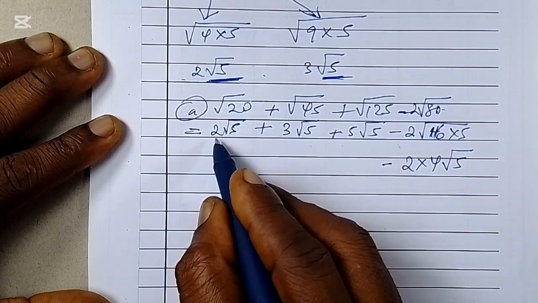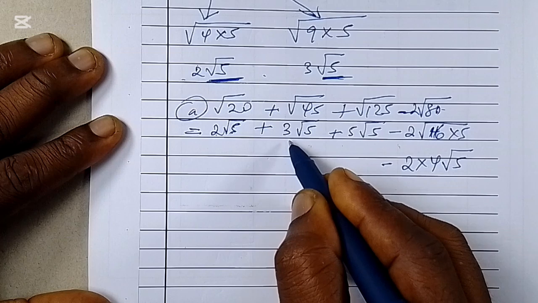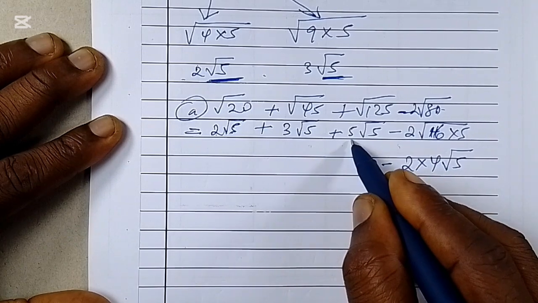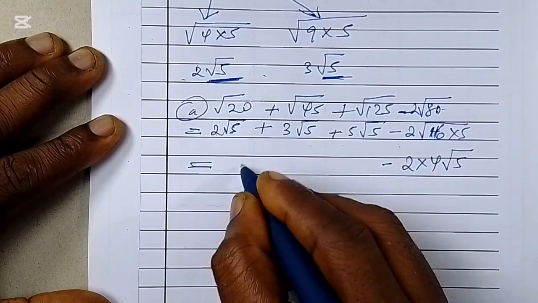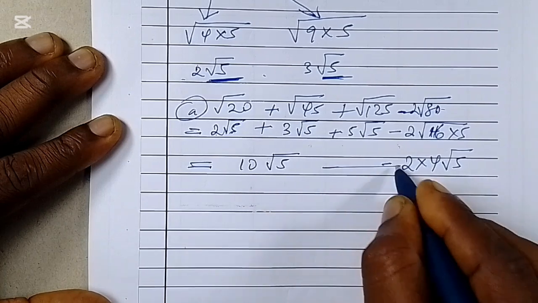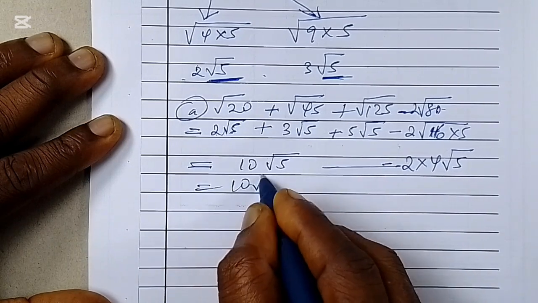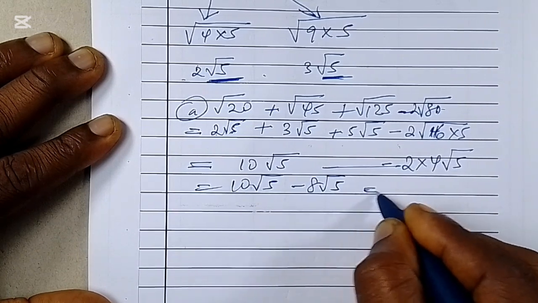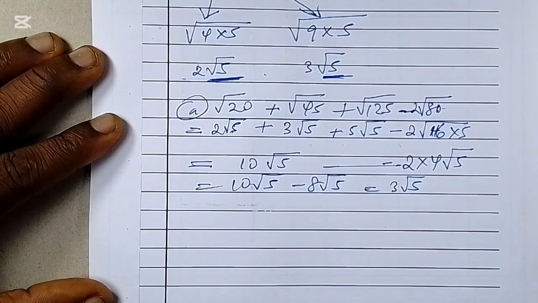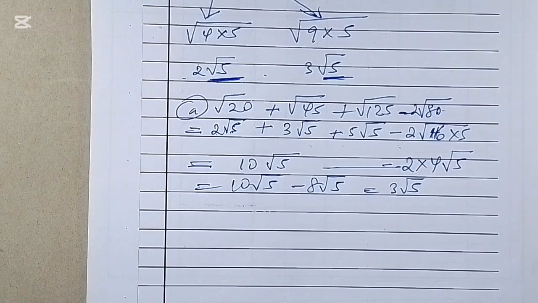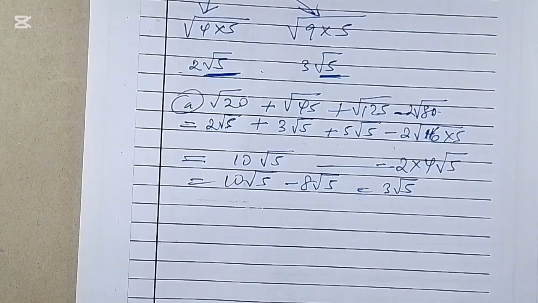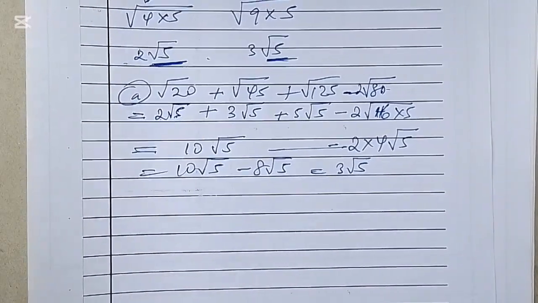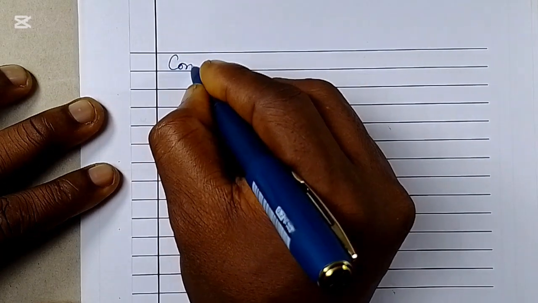Okay, so this will give you 2 root 5 plus 3 root 5, which is 5 root 5, and 5 root 5 plus 5 root 5 will give you 10 root 5. So the problem simplifies to 10 root 5 minus 2 times 4 root 5, which is minus 8 root 5, and that simplifies to 2 root 5 as your final answer. So what I'm saying in essence is that you can use the concept of similar surds to solve or simplify problems in surds. That being said, let us go to another concept I want you to understand under surds, and it is the concept we call conjugate surds.